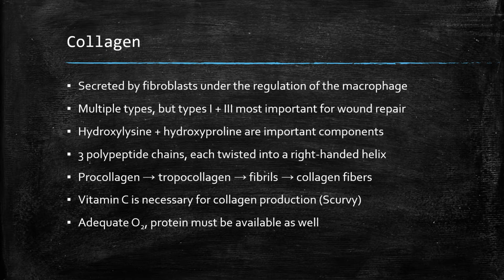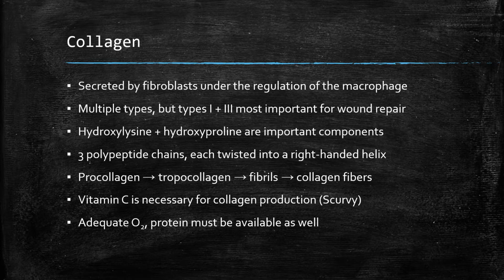Collagen is secreted by fibroblasts under the direct control of the macrophage. There are many different types of collagen known, but types 1 and 3 are most important for wound healing. Collagen contains 2 unique amino acids, hydroxylysine and hydroxyproline. Each collagen fiber consists of 3 separate polypeptide chains, each of which is twisted into a right-handed helix.